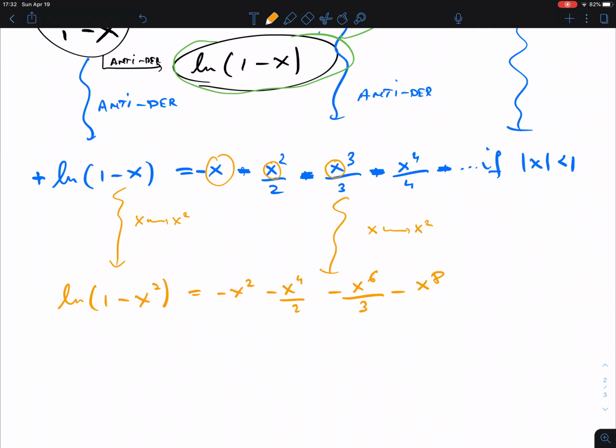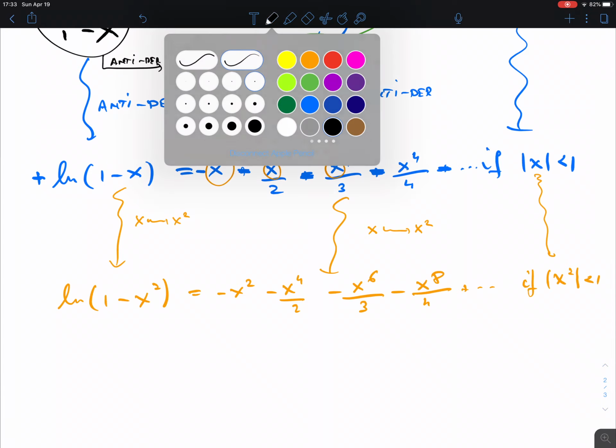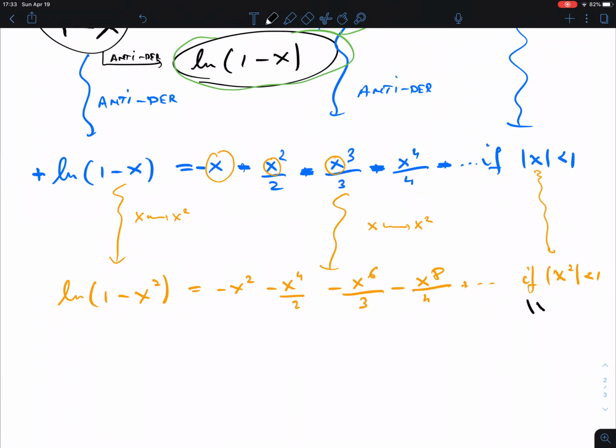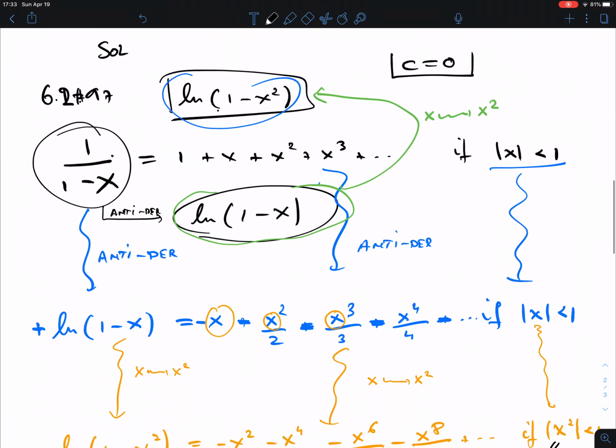And the next one, x to the 8th, right? 4 plus dot dot dot. And this is if the absolute value of x squared is less than 1. Replace x by x squared. Now, luckily, it doesn't change anything, because this is just x squared less than 1, and we take square roots, and we find that the absolute value of x is less than 1. So this particular substitution did not change the radius of convergence, but others might. Okay? And so be aware of that. Okay, so that was question number 97.